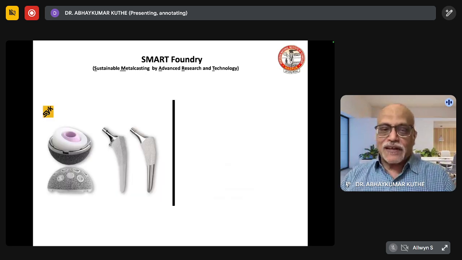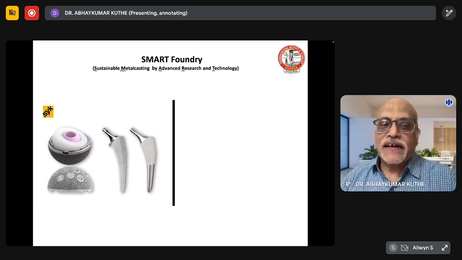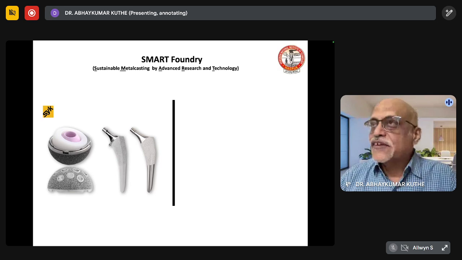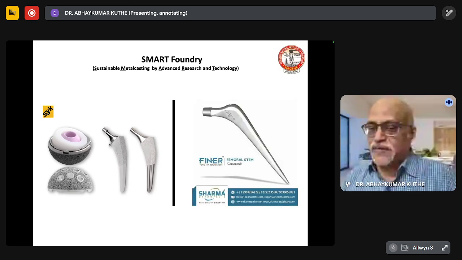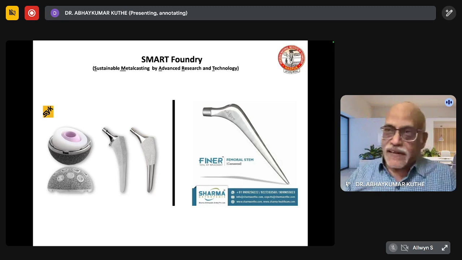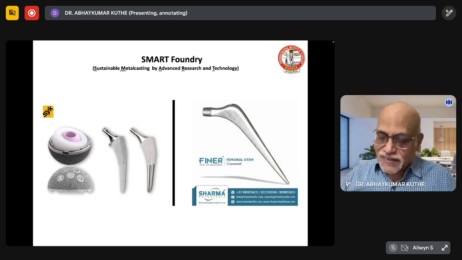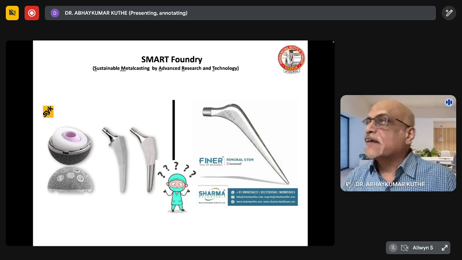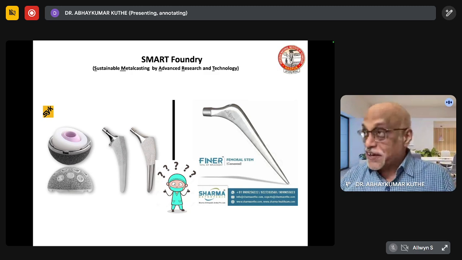Now, if a hip implant is to be selected, there is a Stryker implant, which is imported, and there is another implant, say the Sharma implant, developed by an Indian company. If the patient is asked which implant is to be fitted, he will always ask the doctor, and the doctor is now confused about which one to use, whether the imported one or the so-called Indian one.